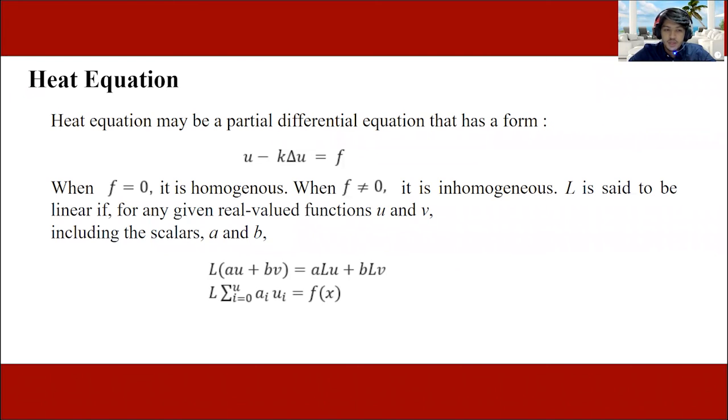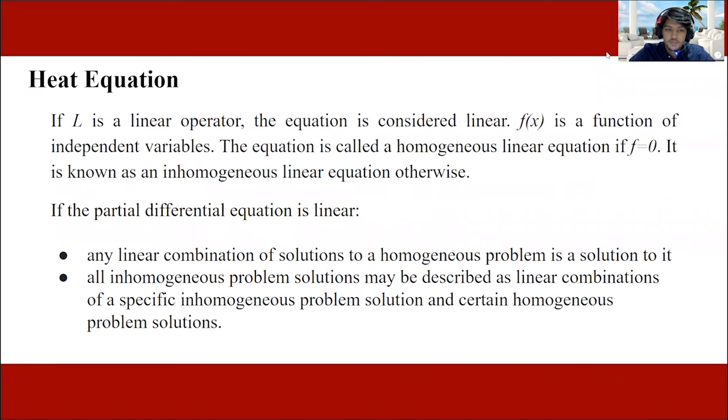So L is said to be linear if for any given real valued functions U and V, including the scalars A and B, they follow the equation below. So if L is a linear operator, the equation is considered linear. F(x) is a function of the independent variables, and the equation is called a homogeneous linear equation if F is equal to 0, and it is known as inhomogeneous if F is not equal to 0.